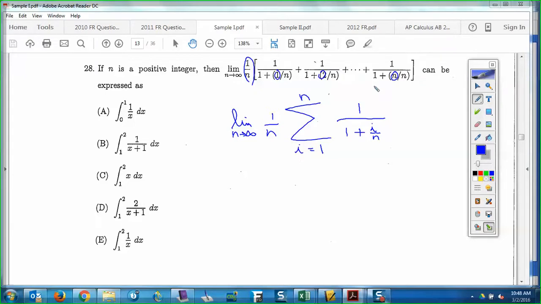Now, the one yesterday in sample 2 actually went from 0 to n minus 1. So they were more lefts. But it was a little confusing because they left out the 0. And so it didn't look like it would be a left. But that's what you get.